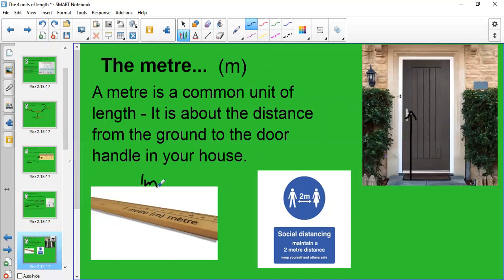And obviously, it's been in the news an awful lot, and we've seen it in Newsround: the 2 meter distancing rule. So you might know that with social distancing, you have to maintain a 2 meter distance at all times. That's more geared towards adults, but it's good to get an idea of what that might look like. So 1 meter is a meter stick. If you put two of those together, you would have 2 meters. I hope that helps you understand it in a real life context.